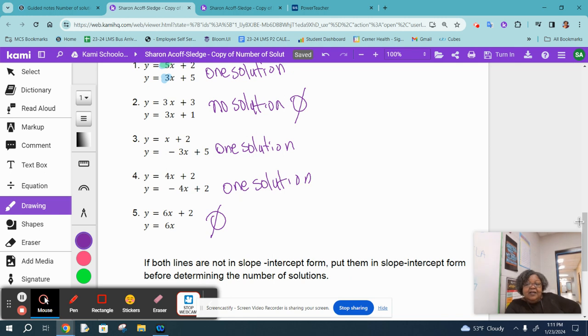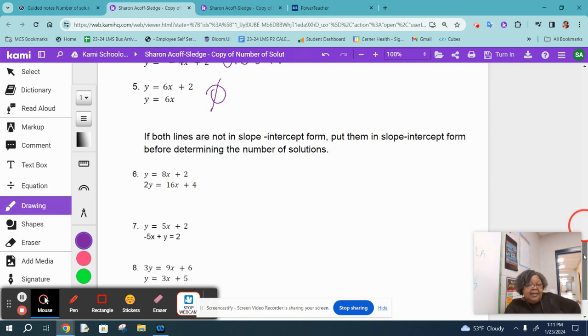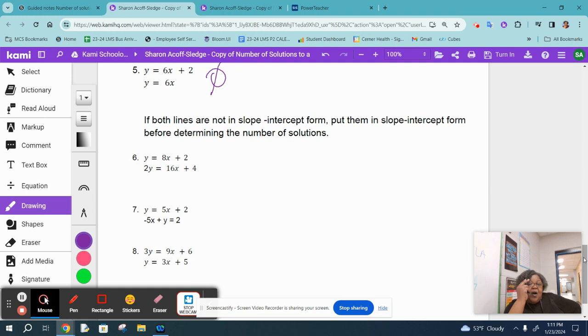This is what y'all are going to be asking me once I make the assignment. If both lines are not in slope-intercept form, put them in slope-intercept form before determining the number of solutions. So slope-intercept form, remember, is y equals mx plus b. Pay attention.